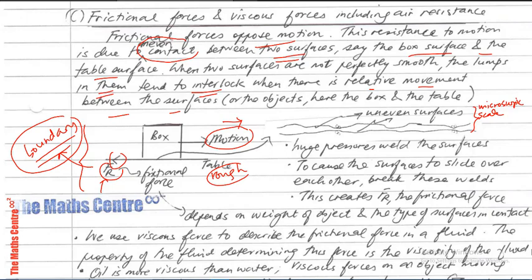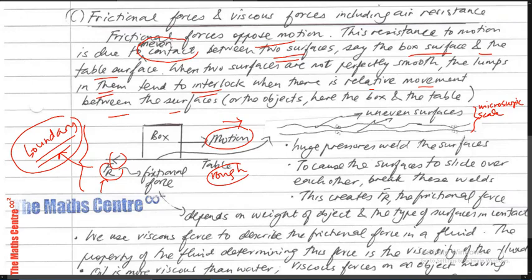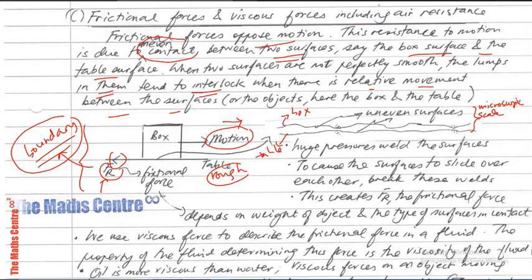Let's explain this. On the microscopic scale, the surfaces are uneven. Just for discussion, let's say this is the box and this is the table. On a microscopic scale, the surfaces are very uneven. They are only actually in contact at very few points. This means that the forces pushing the surfaces together act on a very small area.